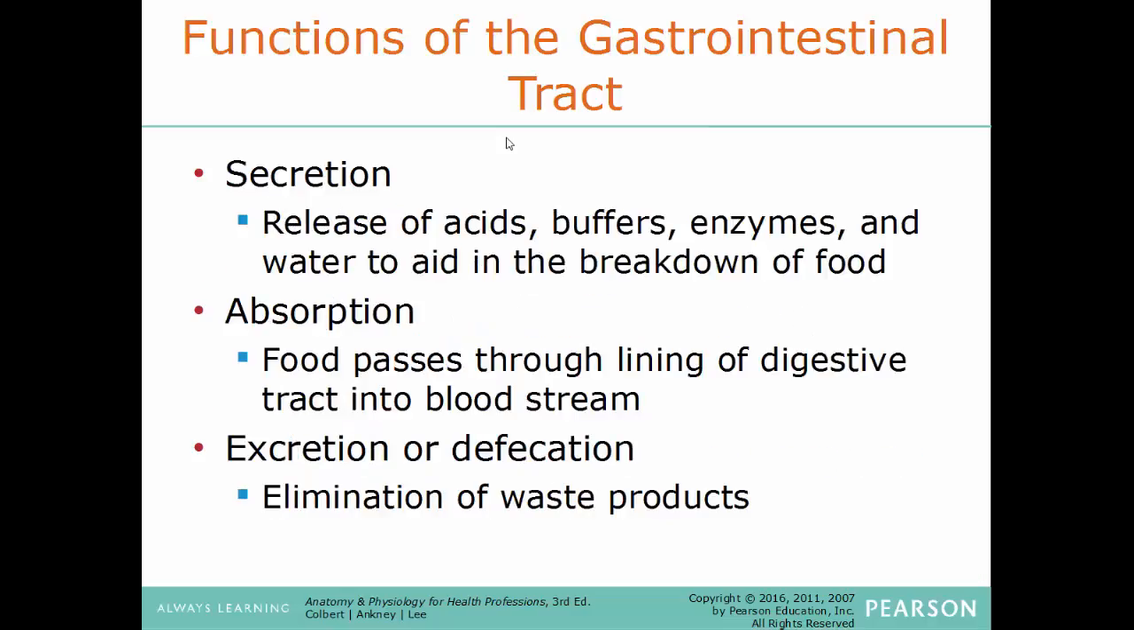Digestion. This is the chemical breakdown of the food into small molecules. Secretion. It's the release of acids and buffers and enzymes and water in order to help aid the breakdown of food. Then you have absorption. As the food passes through the lining of the digestive tract, some things will be absorbed. The things that your body will need will be absorbed. And of course, the last step, excretion or defecation. Whatever your body can't absorb or doesn't need or want will be eliminated as waste products.